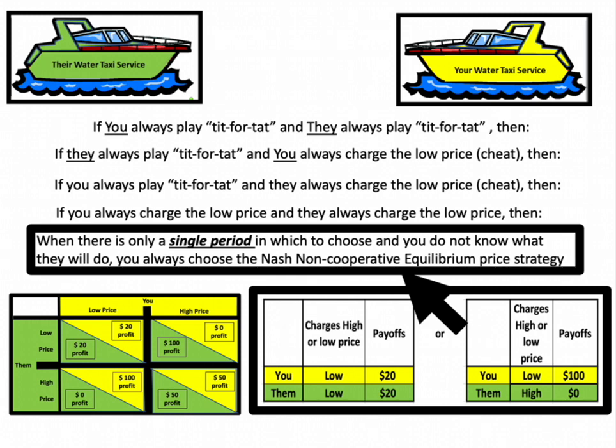So you get the idea. In the case that we just looked at, if there's only a single period in which to choose and you do not know what they're going to do, you always want to choose the Nash non-cooperative equilibrium pricing strategy. If you look in the box in the lower right, you see that you go low each time, regardless of whether they go low or they go high. That's when you only have a single period to make the decision in. So you win if you go low, and that's called a Nash non-cooperative equilibrium pricing strategy.